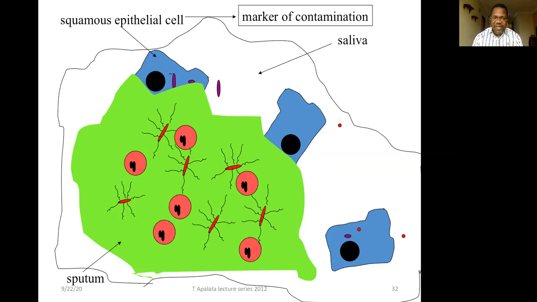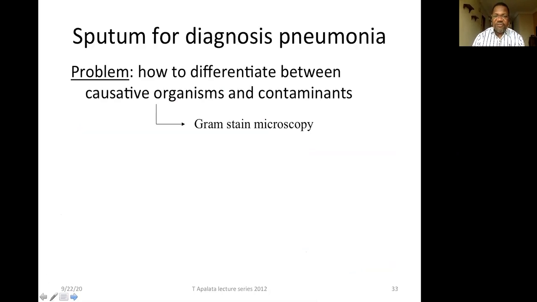So we need to balance the ratio between neutrophils and epithelial cells and the presence of pathogens to try to make the diagnosis of a true infection. So the problem, as I said, is then to be able to differentiate between causative agent and contaminant. So when we do a gram-stain microscopy, there are two methods that we can use. One, we do sputum washing, or we do a Bartlett score to try to resolve this problem.